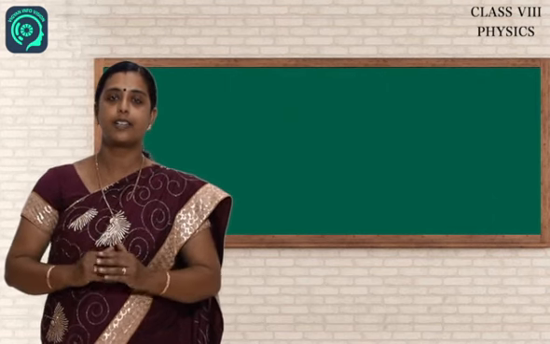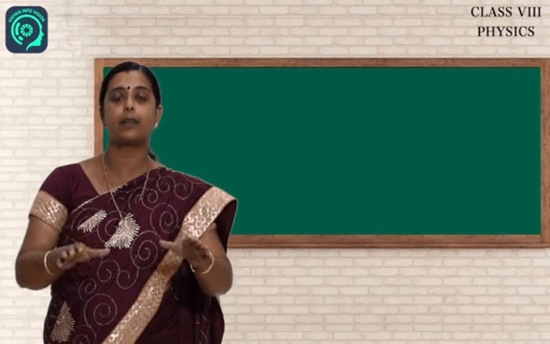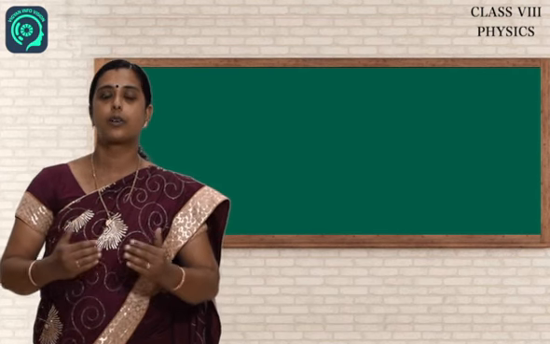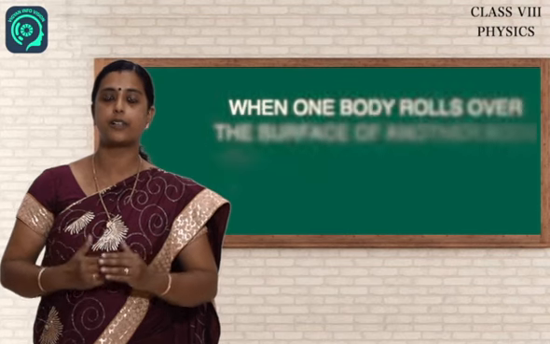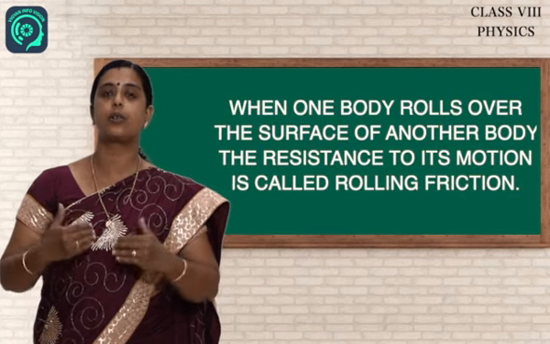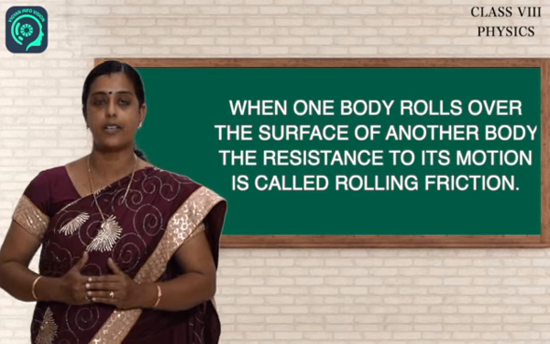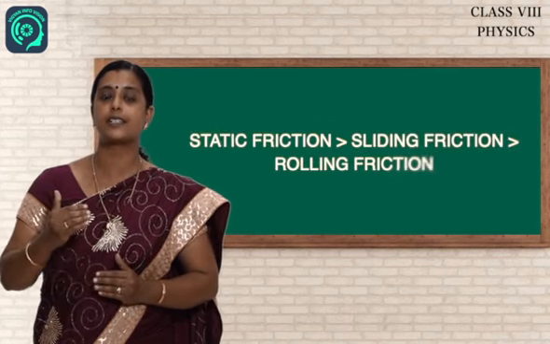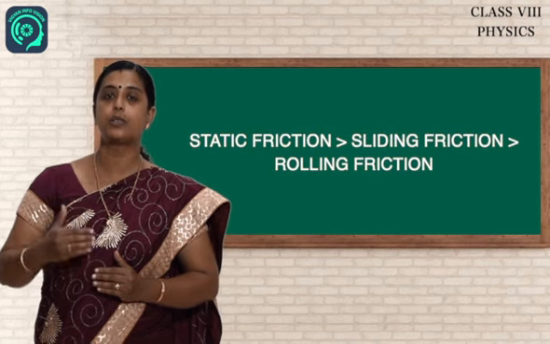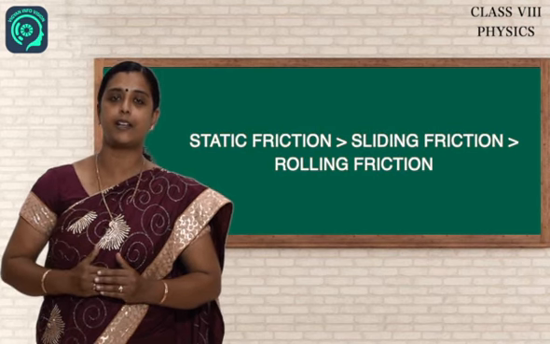Heavy loads can be transferred from one place to another by keeping logs under them. Rolling friction is less than the sliding friction. Now you will ask, what is this rolling friction? When one object is rolling on the surface of another object, the resistance to the motion is called rolling friction. Rolling friction is the least. So it is better to roll an object rather than to slide an object.